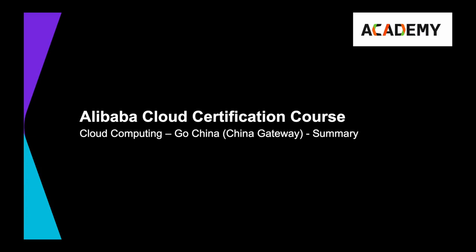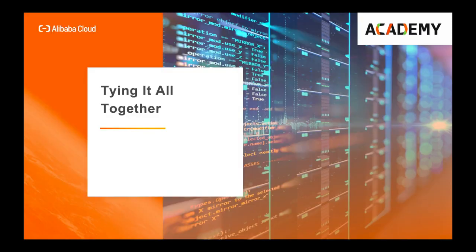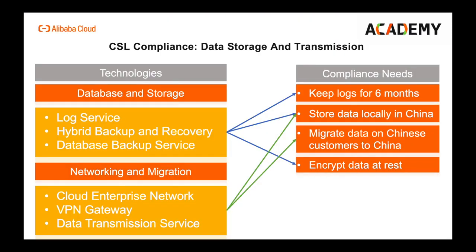Okay, so let's now summarize and tie up some of what we learned in the previous Go China session. So let's tie it all together. One of the major components of China's cybersecurity law compliance is data storage and transmission requirements. To help with those requirements, we have a variety of different products. You can see the mapping between the technology on the left and the CSL compliance requirement on the right.